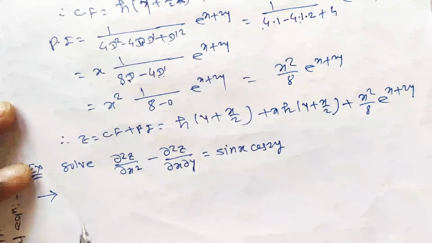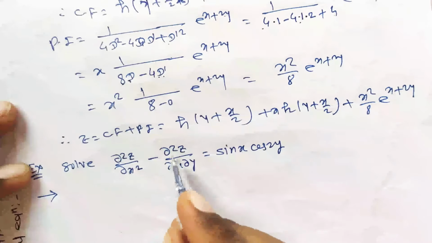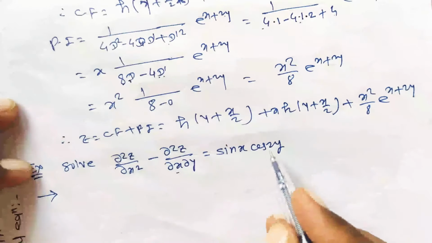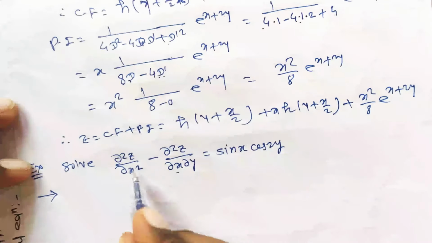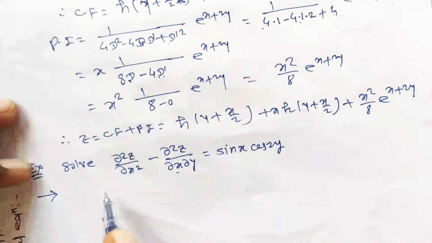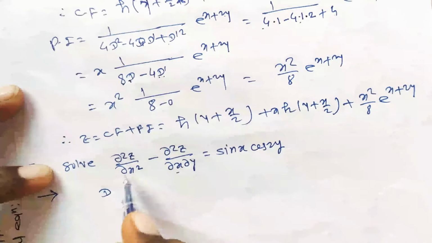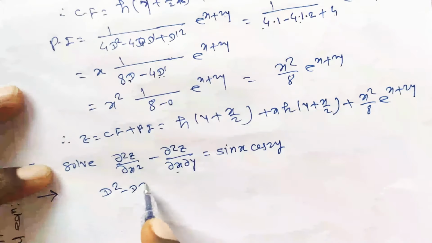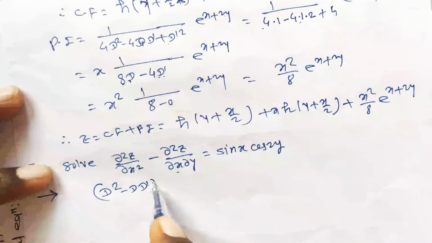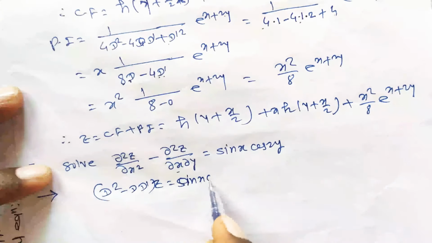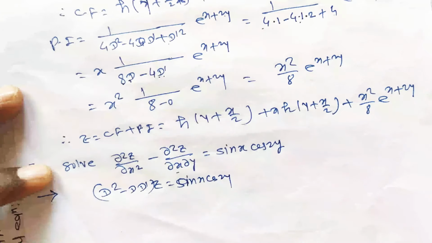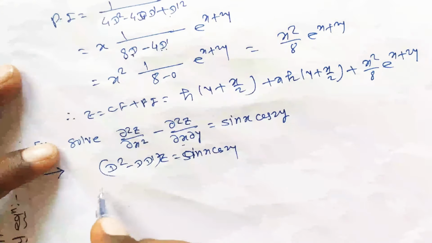So the next problem is to solve del square z by del x square minus del square z by del x del y is equal to sin x into cos 2y. Using capital D equal to del z by del x and D dash equal to del z by del y, we can write this differential equation as D square minus D dash into z is equal to sin x into cos 2y.